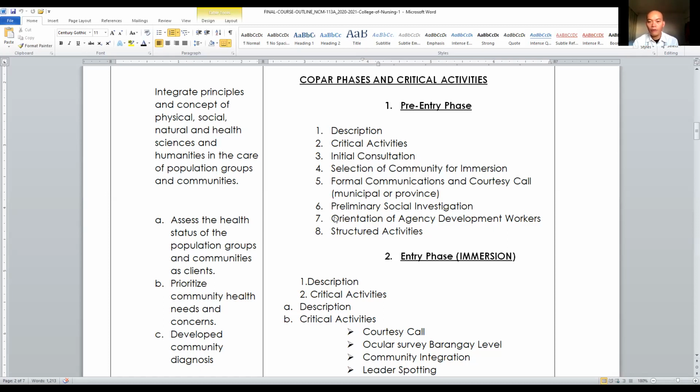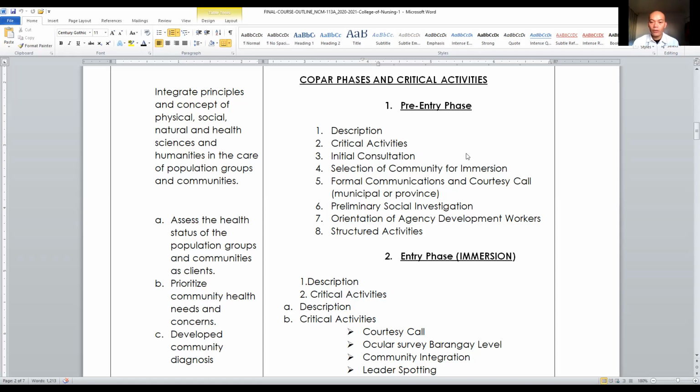Number 5 is the formal communications and courtesy call. Formal communications is when you go there to talk and discuss your scope and expectations when you reach the community. What are the things that you would like to do, and in return, what would the community officials like for you to do when you reach their community as well in terms of health programs. The pre-entry phase also includes your orientation of agency development workers and structured activities.